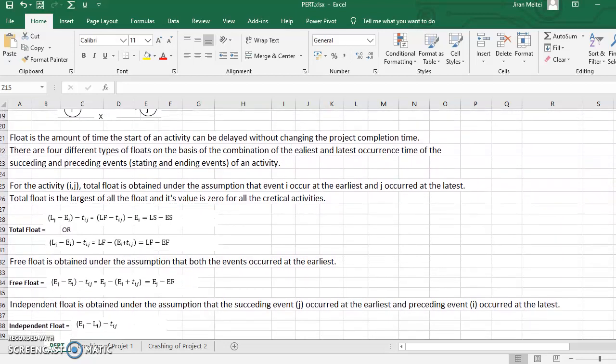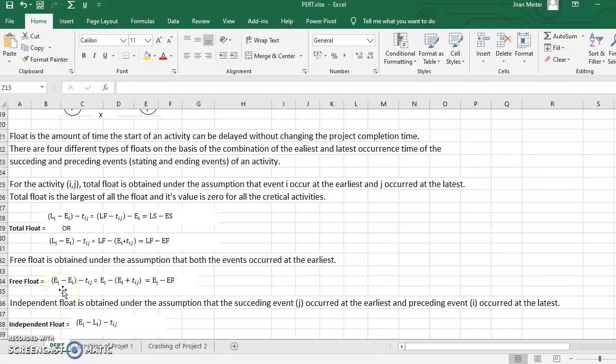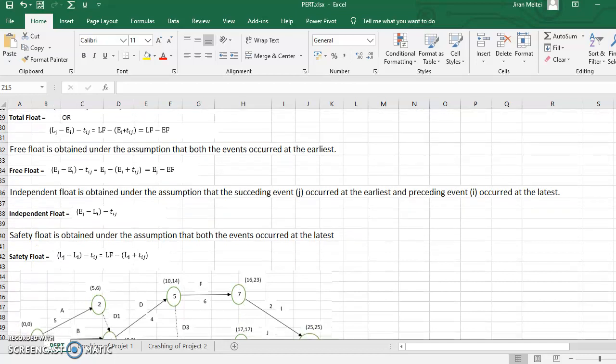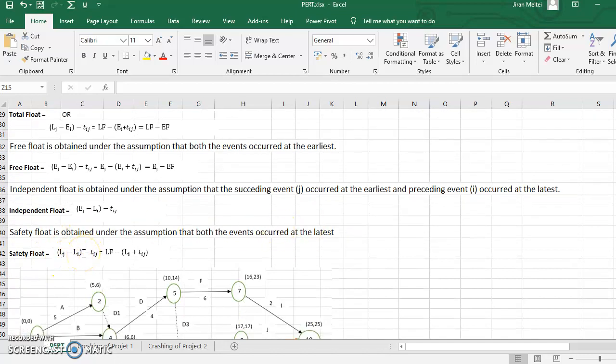Now, next float, free float. You're going to compute the value of free float under the assumption that both the succeeding and the preceding events occur at the earliest. So EJ minus EI minus TIJ is going to give the free float. What is the next combination? The succeeding event occurs at the earliest and the preceding event occurs at the latest. The difference of these two minus the TIJ time taken will give the independent float. The last possible combination that we have is the safety float. In the safety float, both the events are occurring at the latest, like this, and this will give your safety float.